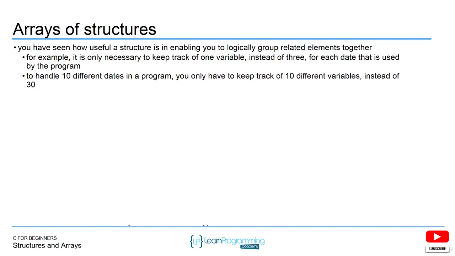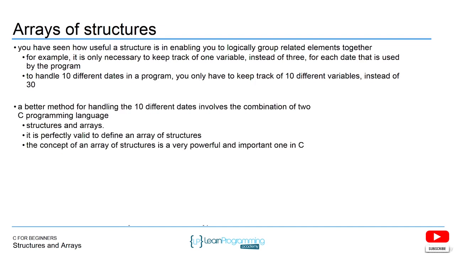You can do that. So for example, it's only necessary to keep track of one variable instead of 3 for each date that is used by the program. That's the advantage of a structure. If we wanted to handle 10 different dates in a program, we'd only have to keep track of 10 different variables instead of 30, because remember, the structure contains 3 variables inside of itself. 10 different variables is still kind of a lot, so it's really not the optimal way to go. You'd probably want to create an array because you'd have 10 of the same type, just like you'd have 10 ints. They'd just be a structure type.